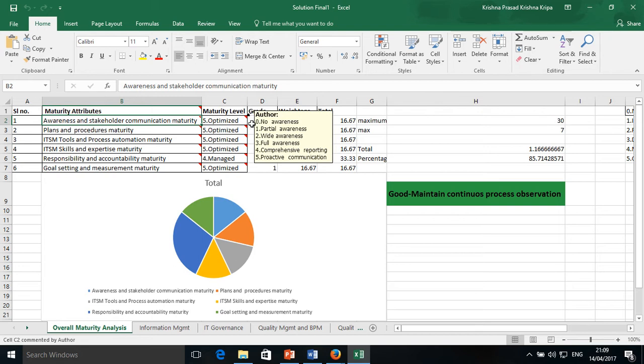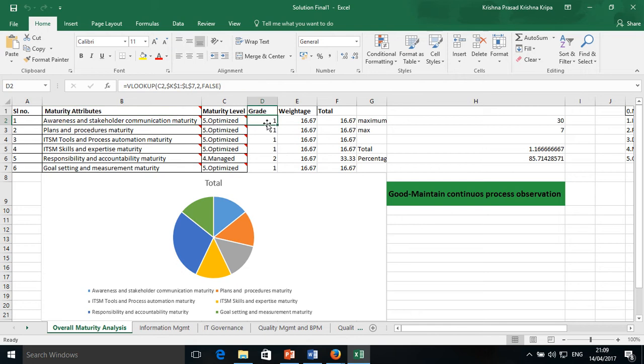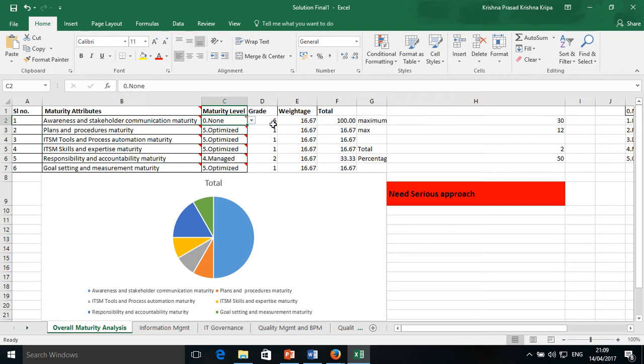So here we have given a certain grade. For example, if I select none here, this grade is changing, see. It is programmed in such a way using formulas. When I select none, it turns to 6 here, and it says there is a need for a serious approach. Any questions are welcome at the end of this session. I'm here to answer your questions.